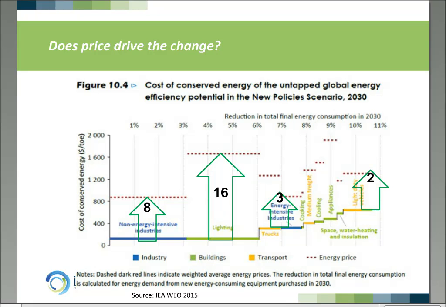I took this slide out of the IEA World Energy Outlook 2015, where they have provided information about the cost of the measures in non-energy intensive industries for lighting and so on, and that is the lower line that you see on the slide. And they have also provided the dotted lines above where the price level for that category of customer is. And as you can see, the difference between the measure for non-energy intensive industries up to the price level that they are facing is 8 times. And if you look at lighting, for instance, it's 16 times.